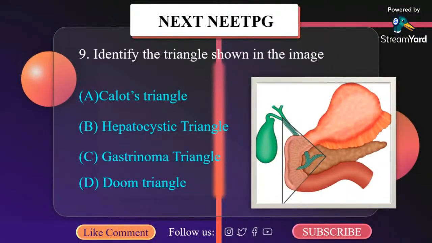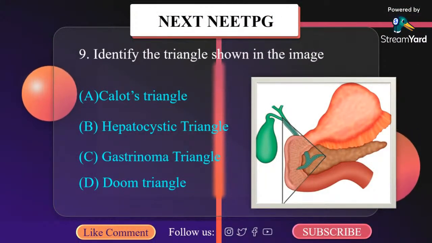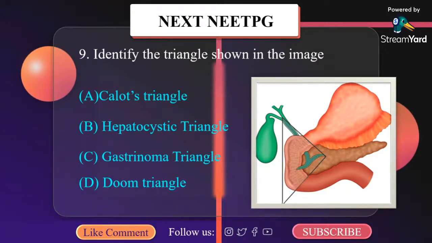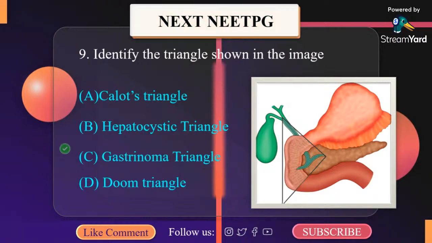Identify the triangle shown in the image. A. Calot's triangle. B. Hepatocystic triangle. C. Gastrinoma triangle. D. Doom's triangle. It is gastrinoma triangle.